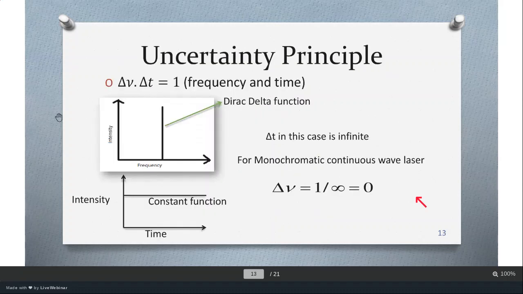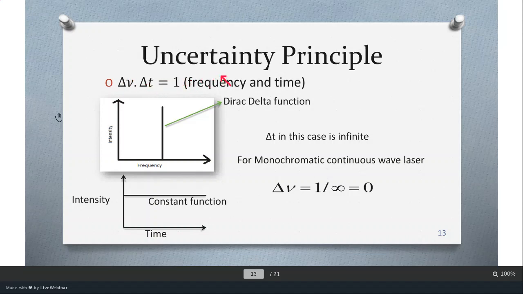Now next is the uncertainty principle. I'm not talking about the uncertainty principle between delta x and delta p, the coordinate and the momentum. I'm talking about delta nu and delta t. Delta nu is the uncertainty in the frequency and delta t is the uncertainty in the time. So between frequency and time, this is the uncertainty principle. So let us talk about this: delta nu delta t is equal to 1.